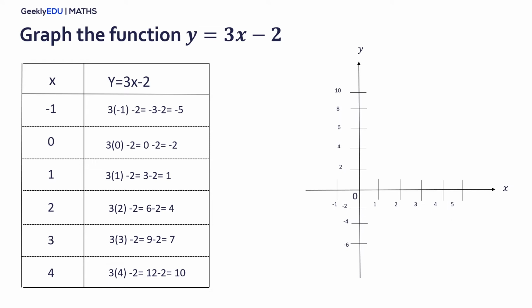and we are going to represent each coordinate pair of this table in our graph. So the first number is -1, -5. Then 0, -2. Then 1, 1. 2, 4, 3, 7, 4, 10. And we have already our coordinates and we have to draw a line. This is the equation of a linear expression.